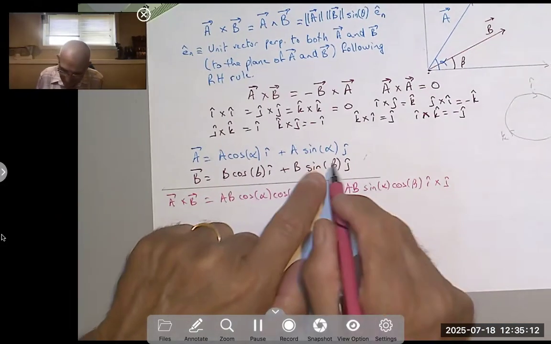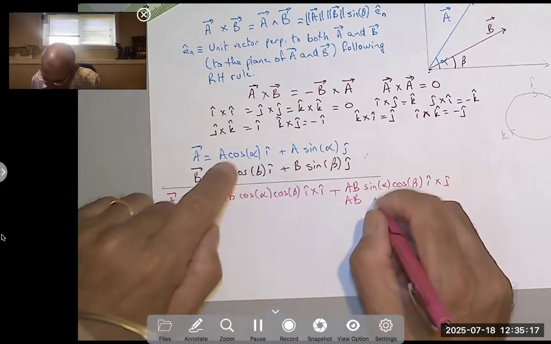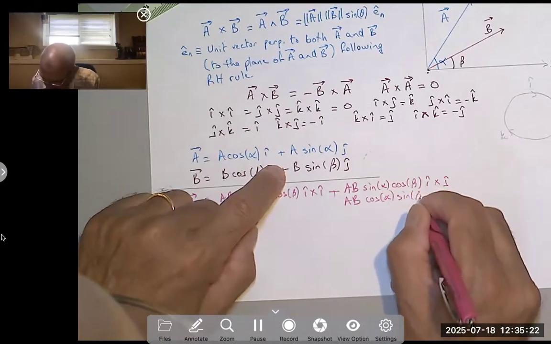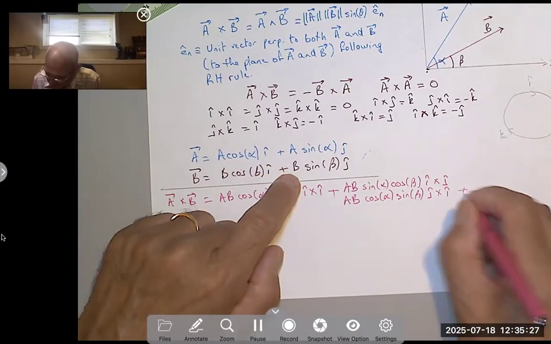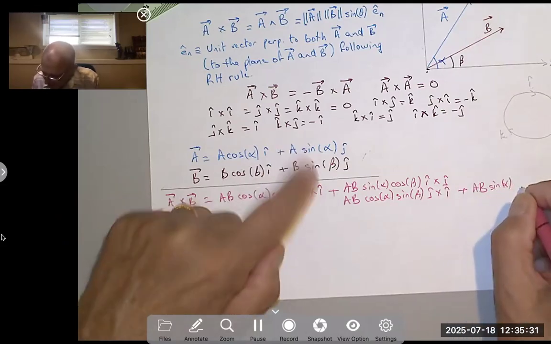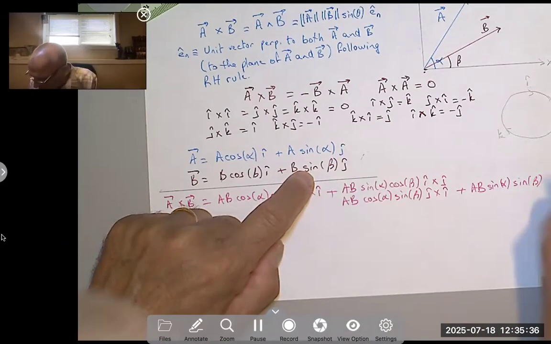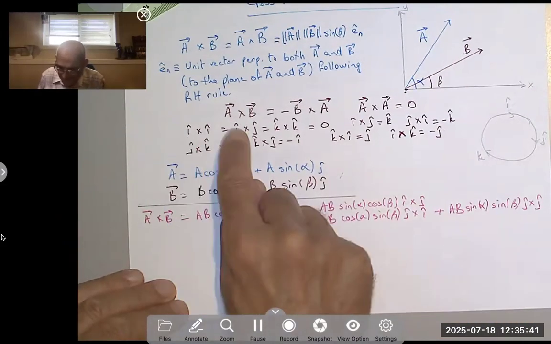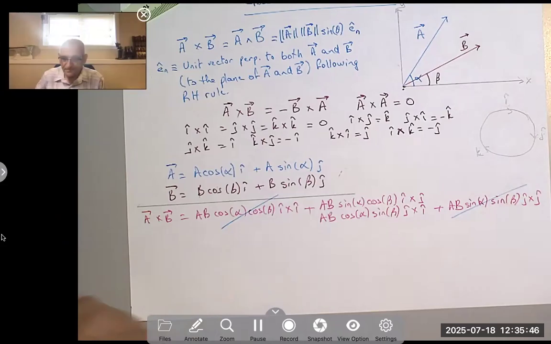And then I'm going to move this times that. So I get AB again, cosine alpha, sine beta, j cross I. And finally, I get plus AB sine alpha, sine beta. Notice I multiply from bottom, so j cross j, it doesn't matter because they are both j. We know that I cross I and j cross j are zeros. So this is 0, this is 0.